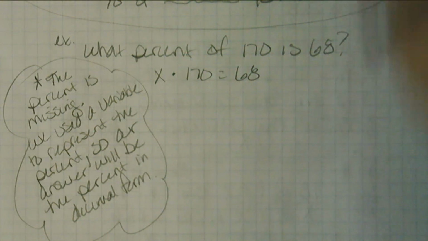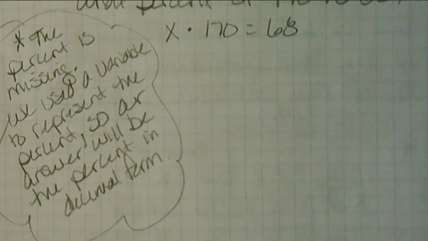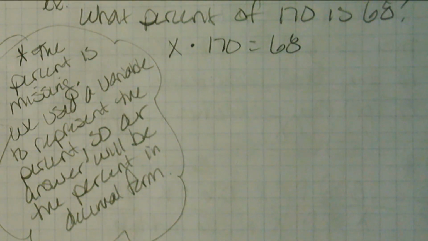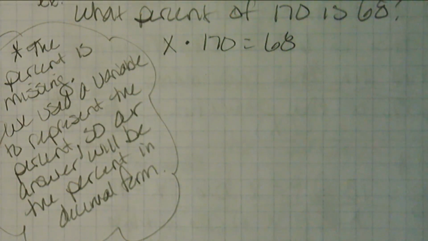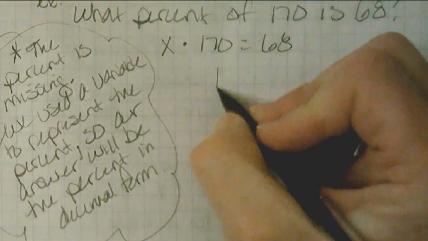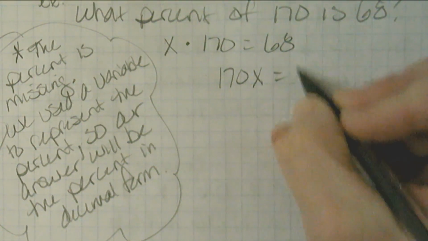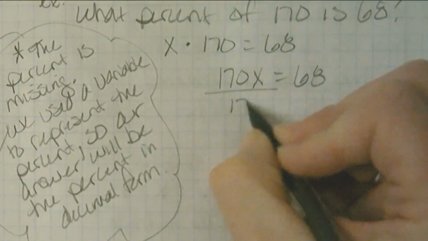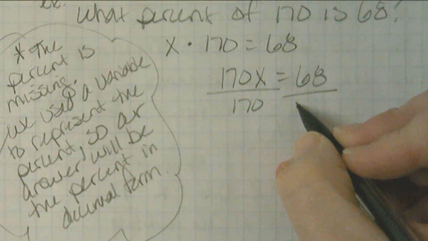All right, so it says the percent is missing. We used a variable to represent the percent. So our answer will be the percent in decimal form. All right, so all of you solve this. I have 170x is equal to 68. Finish solving this, please, and tell me what you get for x.